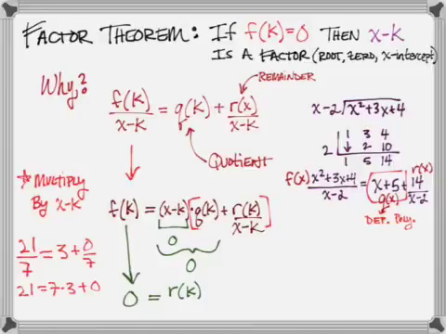Yes, Nate? What if it isn't 0? Then it's not a factor, which means that it's not a root. Okay? Because you divide it through and you get some remainder left over. This doesn't equal 0, so your remainder is something, so it doesn't work. It's not a 0. Okay. All right. Let's keep going.